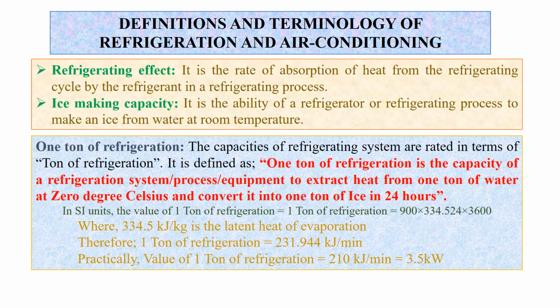So 1 ton of refrigeration is the capacity of a refrigeration system used to extract heat from 1 ton of water at 0 degrees Celsius and convert it into 1 ton of ice in 24 hours. That's it, very simple. 1 ton of refrigeration is equal to 210 kilojoules per minute, or 3.5 kilowatts.